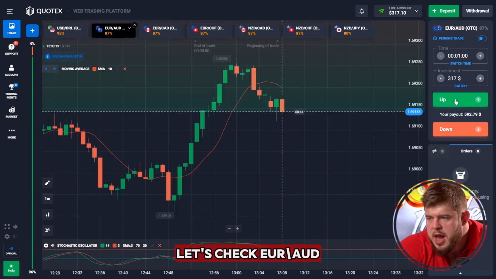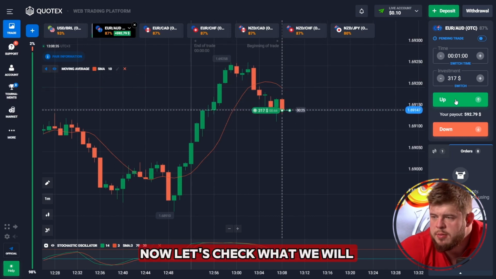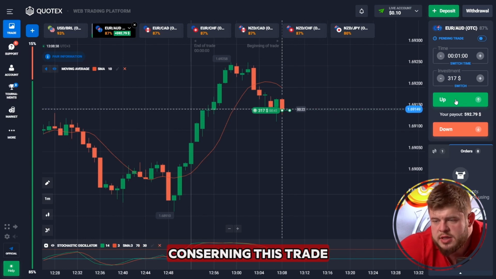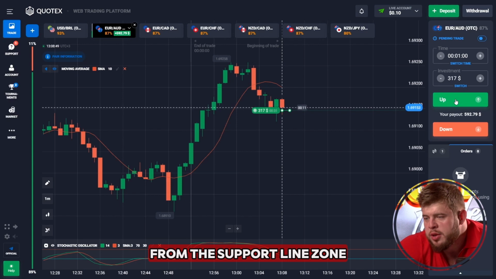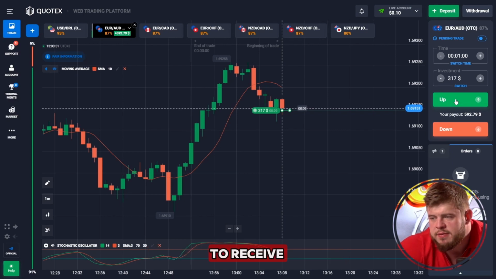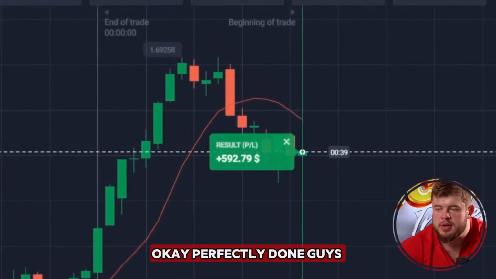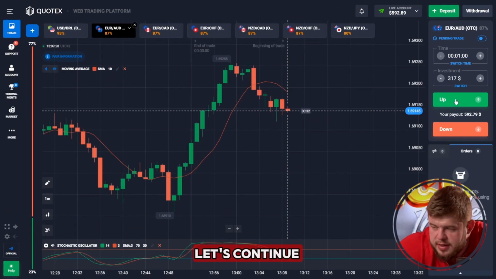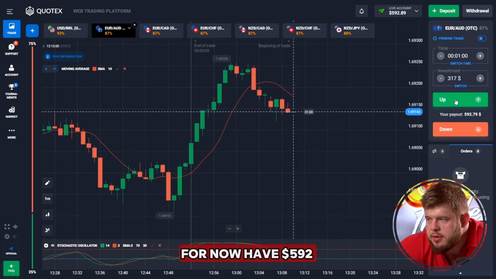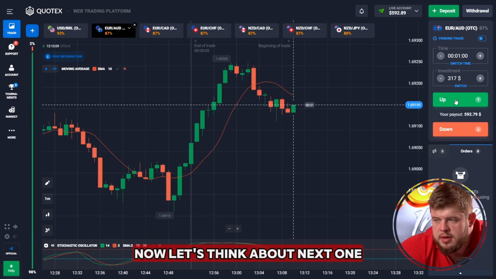Let's check Euro Audi, and yep, we have invested here 317 bucks. Now let's check what we will get from that. Concerning this trade, we have invested $317 because we're going according to the bullish trend from the support line zone, and here we're expecting to receive a nice pullback reaction. Okay, perfectly done, guys. We have around 592 bucks. That's good. Let's continue. Our first two trades were nice. We got our profits.